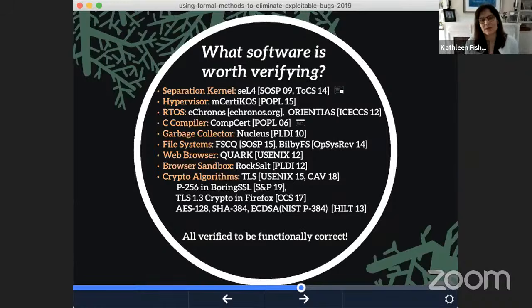And I would say that HACMS is an example showing that, in fact, the answer to that question is yes. By leveraging the seL4 microkernel, we were able to build a helicopter that was much more secure, even though we didn't verify all of the software in that system.